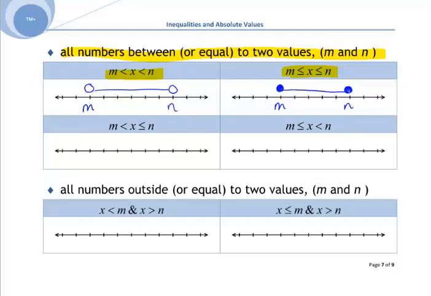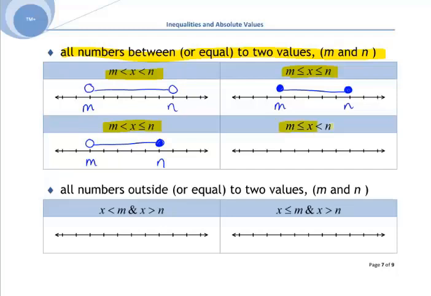We can also have a combination of less than or less than and equal to symbols. So here I've got m is less than x, which is less than or equal to n. So if I put my m and my n, m is less than x but not equal to, so I open circle. X can also be n, x is less than or equal to n, so that's coloured in, and then it's anything in between.